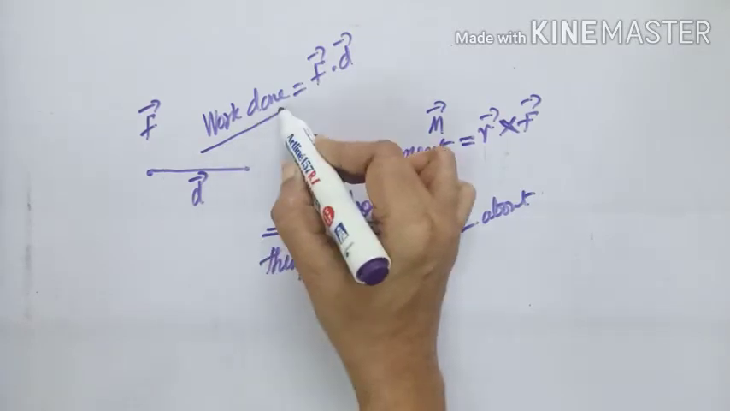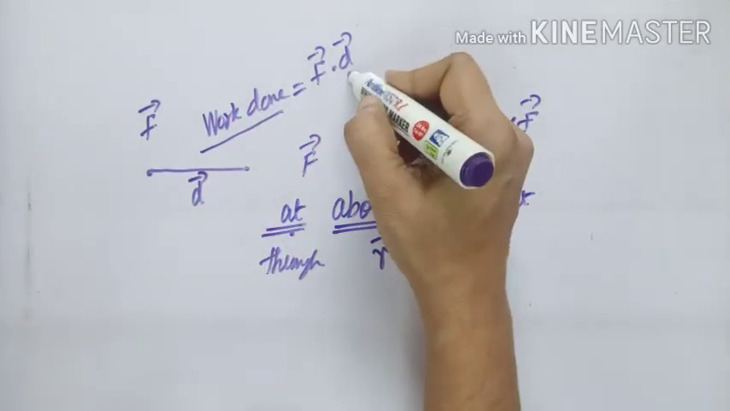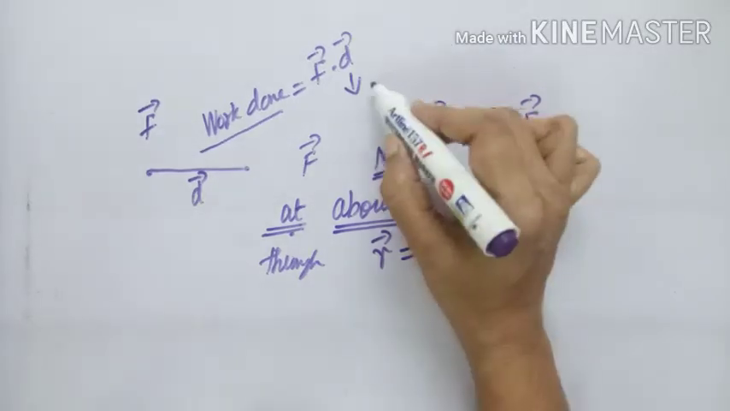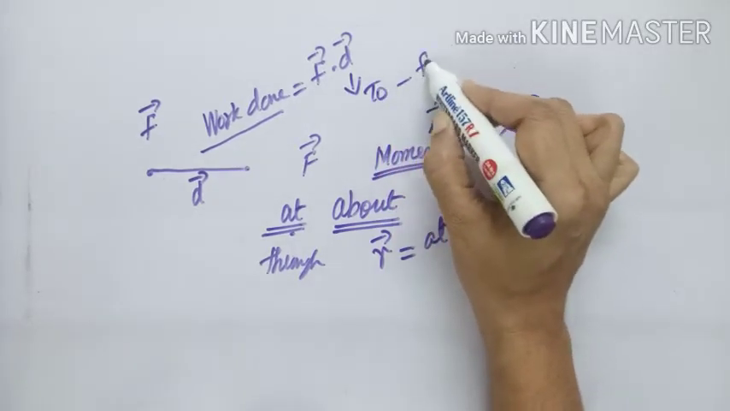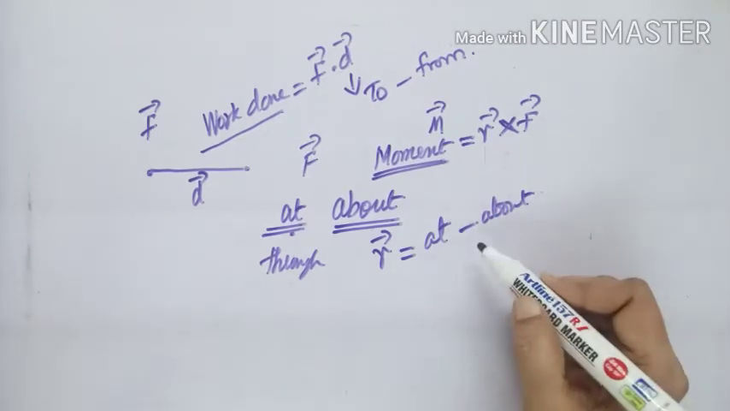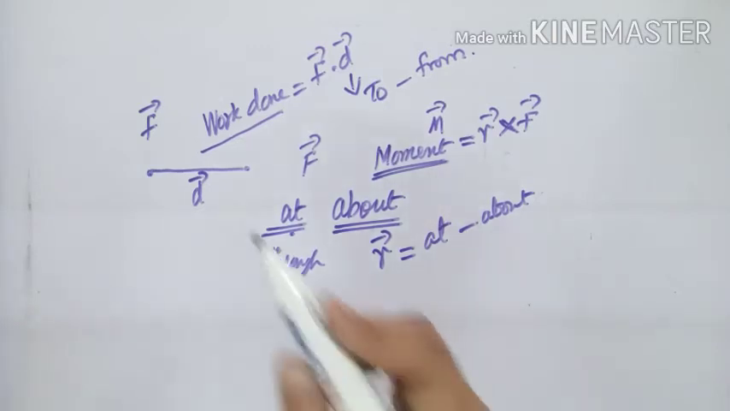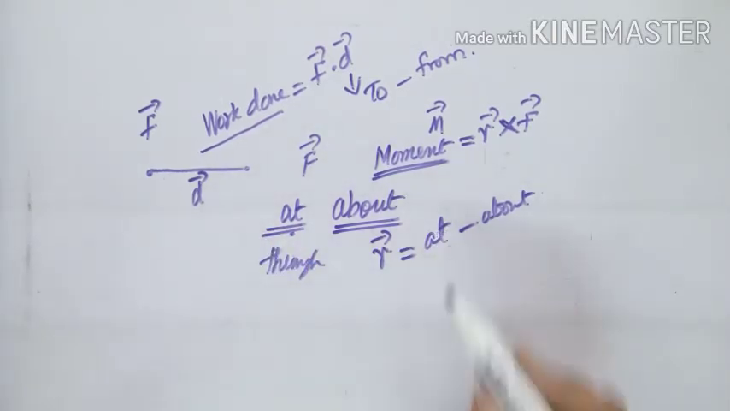In work done, force will be given in the question. How to find this displacement? It is to the point minus from the point. So D is nothing but to the point minus from the point, and R is nothing but at the point minus about the point. So we are going to do problems based on work done and moment in this class.